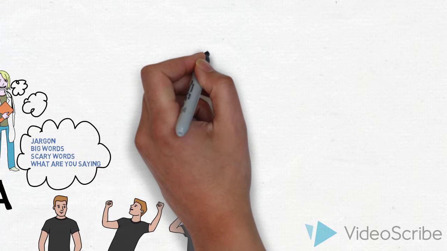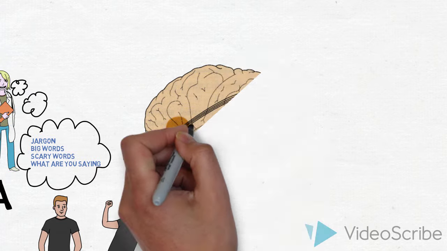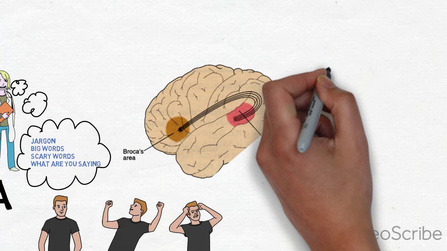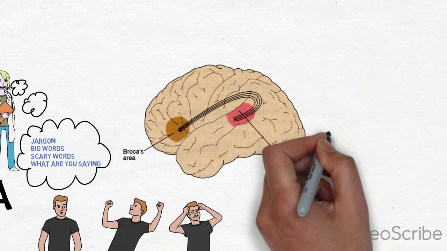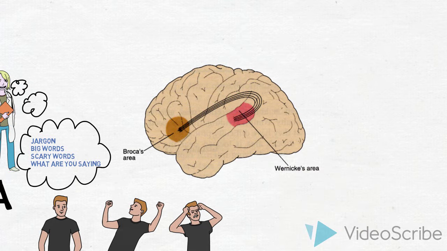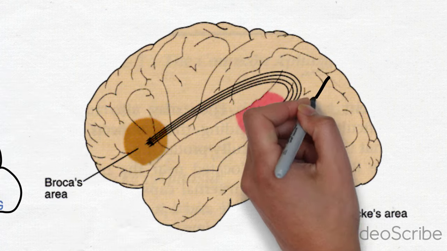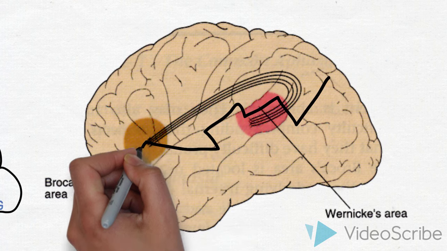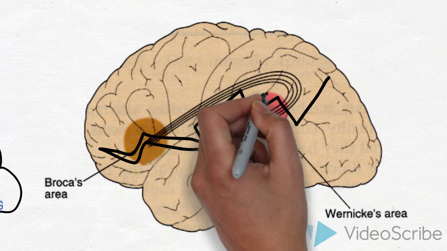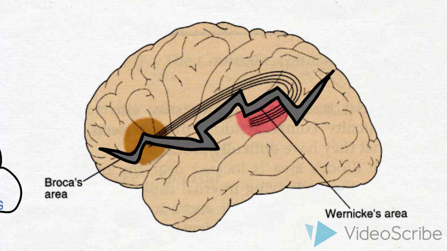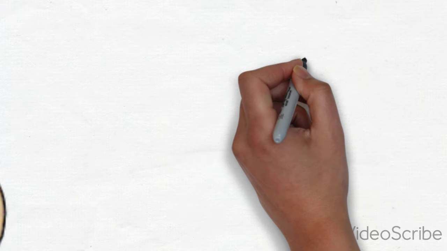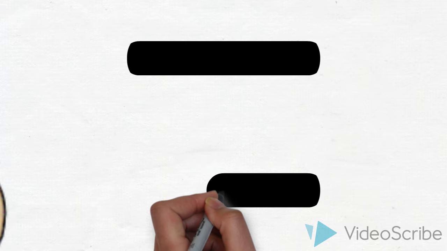The two areas in the brain associated with language are called Broca's and Wernicke's area. Both of these areas are located in the left hemisphere of the brain. Quite simply, aphasia may occur when there is damage to one or both of these areas of the brain. The type of aphasia will vary based on the exact location of the damage, but we'll talk about that later.